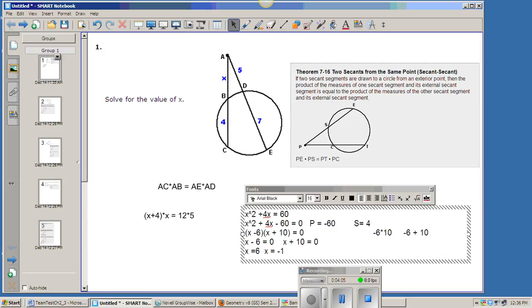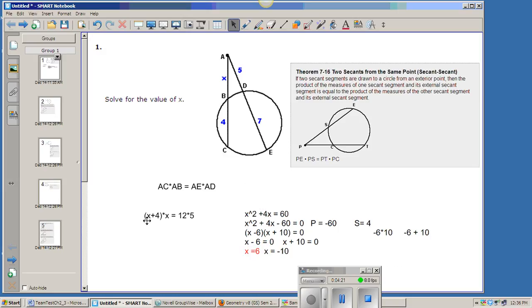Well, having a length of negative 10 makes no sense whatsoever. So that one I am going to ignore, and I'm going with x equals 6. So that's all I had to do, was solve for x on that one. So there's my final answer, x equals 6.